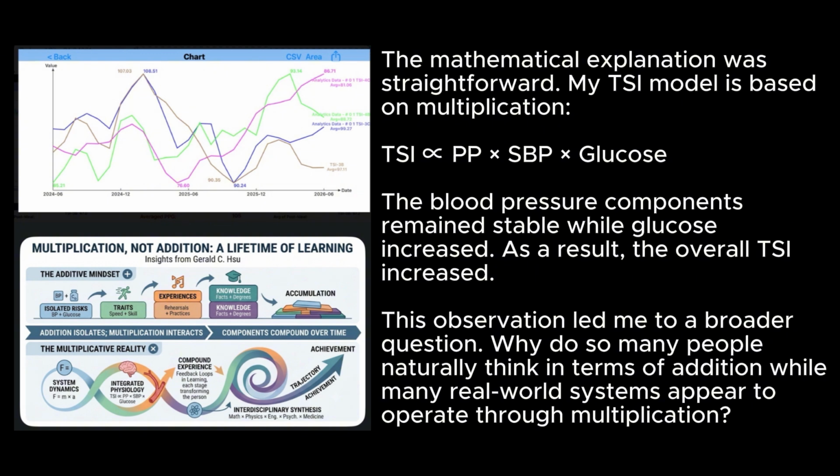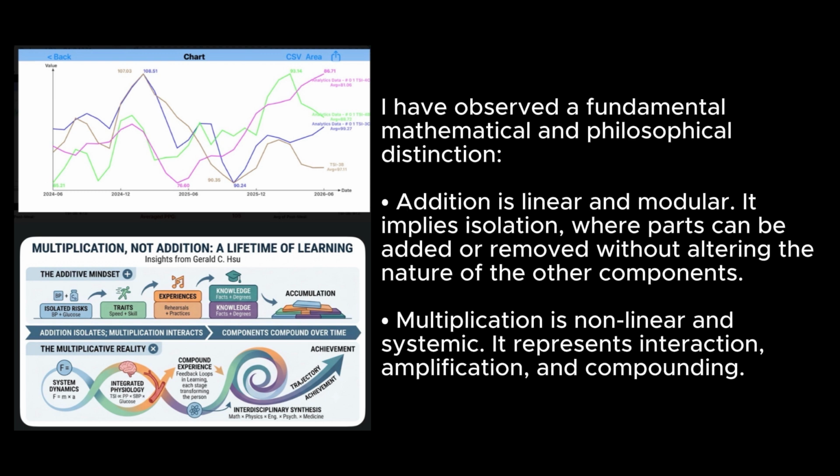Many people naturally think in terms of addition while many real-world systems appear to operate through multiplication. I have observed a fundamental mathematical and philosophical distinction. Addition is linear and modular. It implies isolation, where parts can be added or removed without altering the nature of the other components. Multiplication is nonlinear and systemic. It represents interaction, amplification, and compounding.